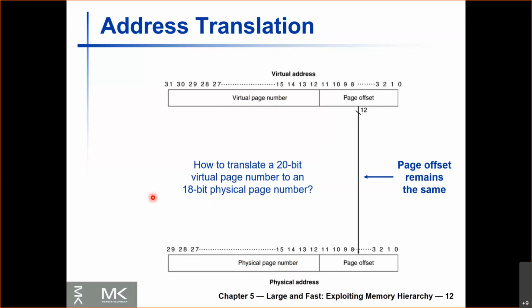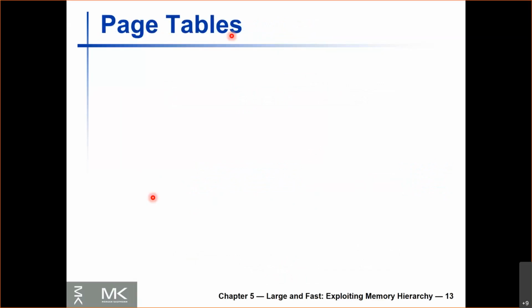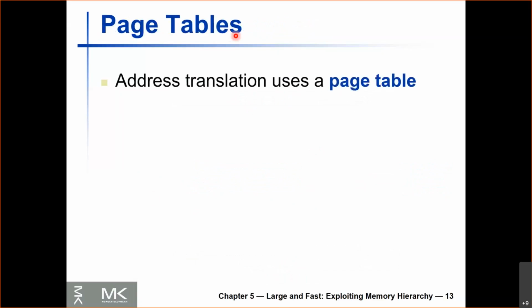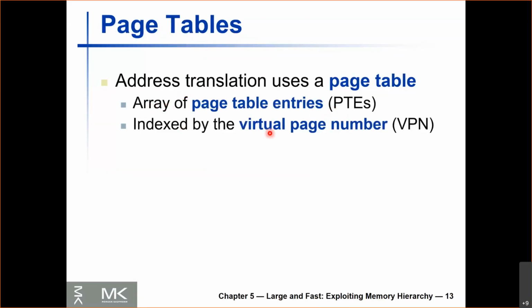The answer is that we're going to use something called a page table. We're going to use a lookup table. A page table is something that we use in address translation. It is basically an array of page table entries. This array is indexed by the virtual page number. So we take our 20-bit virtual page number, use it to index an array, and in that array, we obtain a page table entry.